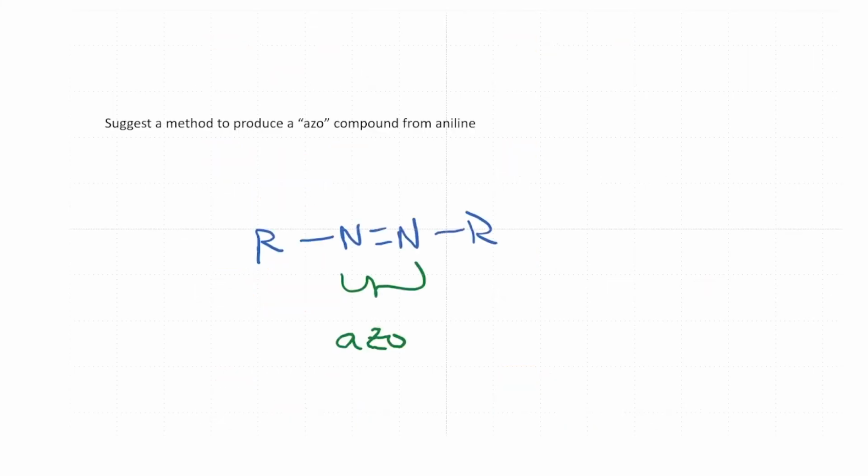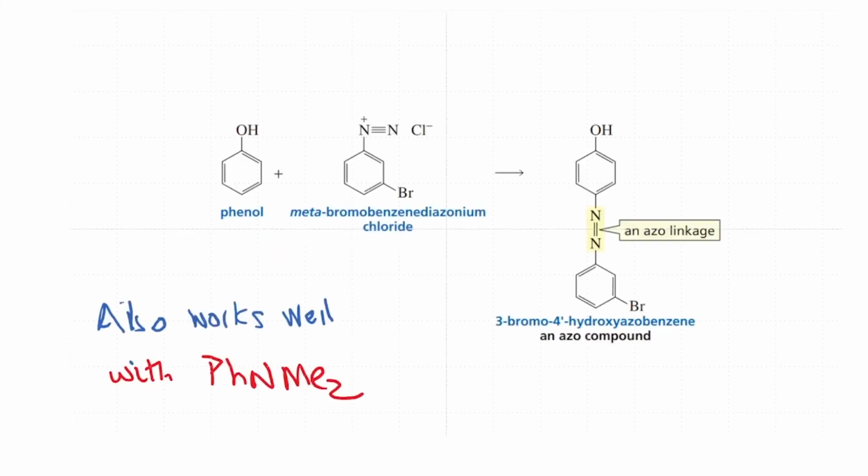Suggest a method to produce an azo compound from aniline. So first of all, let's look at what an azo compound is. An azo compound is basically a nitrogen double bonded with nitrogen with two alkyl or aryl groups flanking it. So one of the methods by which you can produce azo linkage is to use diazonium salts. So if we react phenol with this meta-bromo benzene diazonium chloride, then the product that you get is a diazo compound. This is the kind of diazo compound that you get.